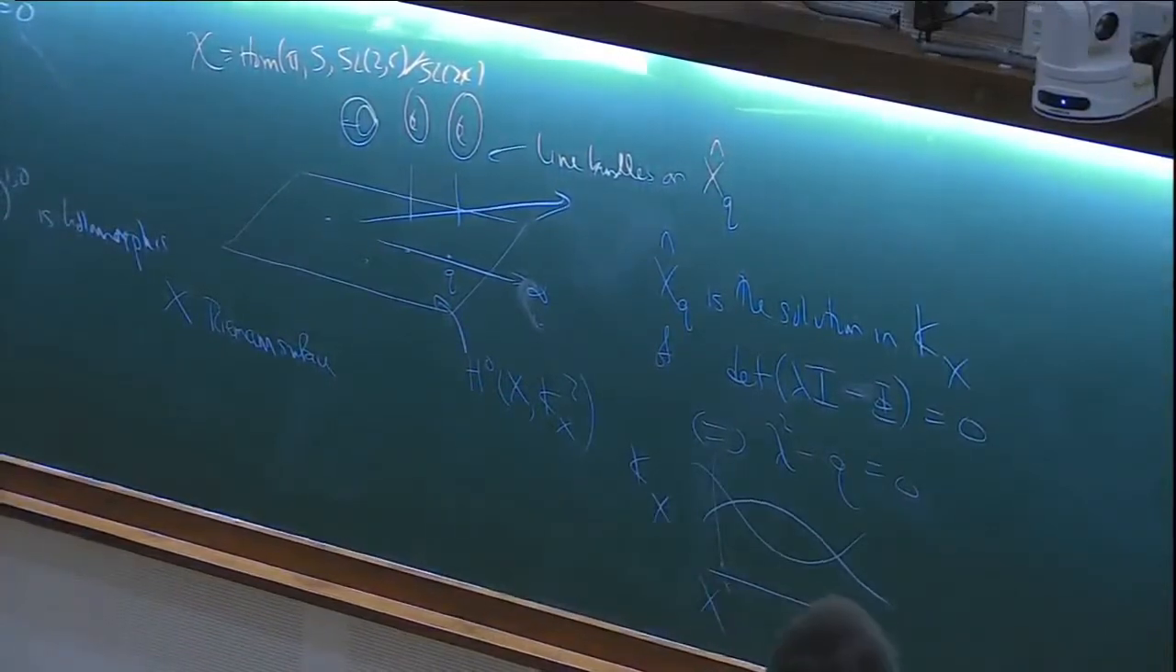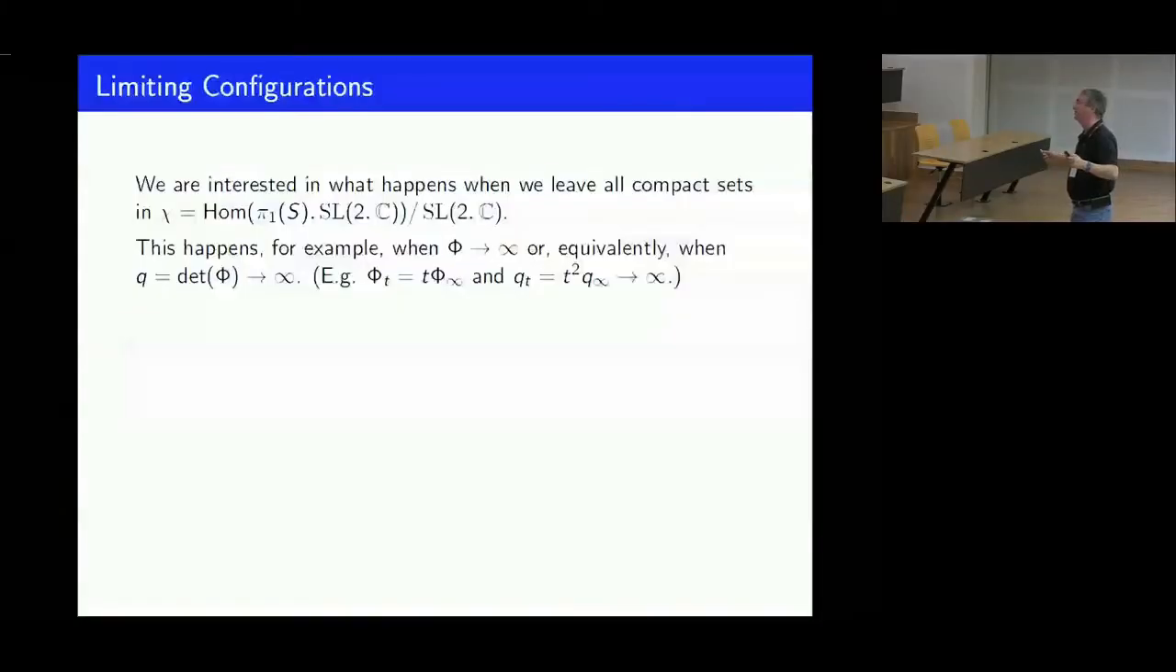I mean, maybe what we have is the Higgs field, which remember is the matrix. I'm going to have some fixed one, phi infinity, and I'll multiply phi infinity by t, and then the determinant will just have a t squared in it, and then the t squared will drive the quadratic differential to infinity. I hope that makes sense.